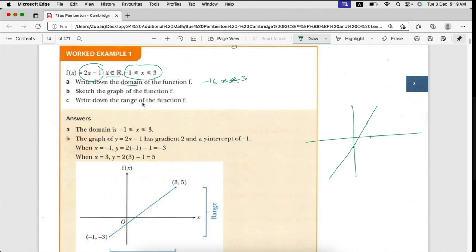Now sketching and giving the extreme points for range. The first point is minus 1. 2 into minus 1 is minus 2. Minus 2 minus 1 is minus 3. So at minus 1, it is giving minus 3. Either we write it like this or we write as given in the worked example, near the line with the coordinates. And then the extreme point is 3. 2 times 3 is 6. 6 minus 1 is 5. So at 3, y is 5.